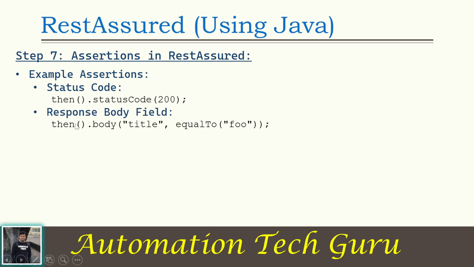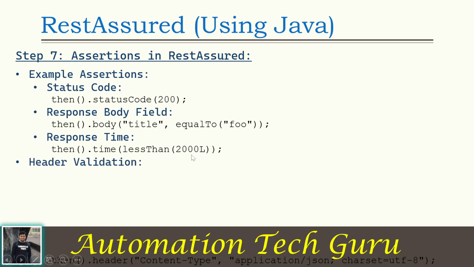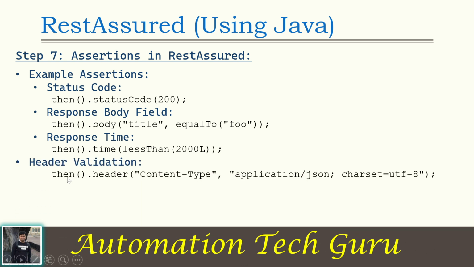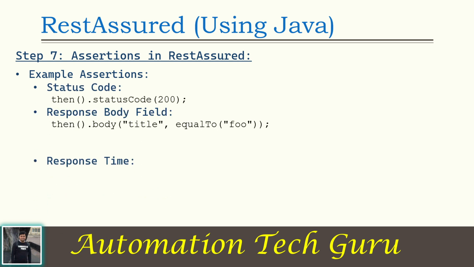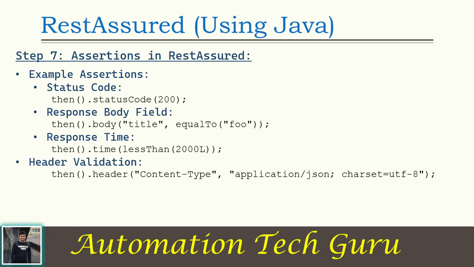Assertions. For example assertions, you can use status code, then dot status code. For body field, you can use then body title equal to whatever title you are passing, or it's coming in the response. For response time, you can use then time less than 200. Header validation, so you can use then dot header content type application JSON.